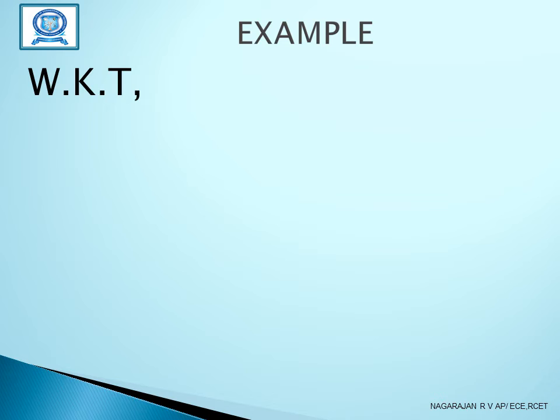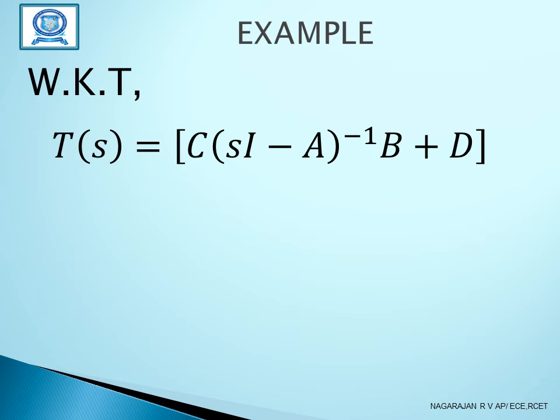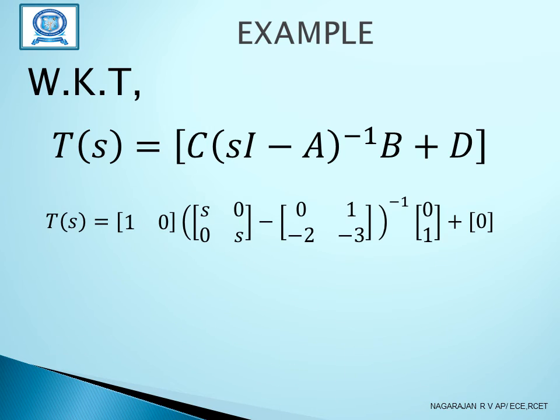Now we studied the conversion of a state variable model to a transfer function model. So T of s is equal to C into (sI minus A) inverse into B plus D. Substitute all the values of A, B, C, D in this equation, and we will get the transfer function of this system. So when we substitute, the C value is the matrix 1 0, the sI value is the matrix s 0 0 s, minus the A value 0 1 minus 2 minus 3, inverse, and the B value is 0 1, and the D value is 0.